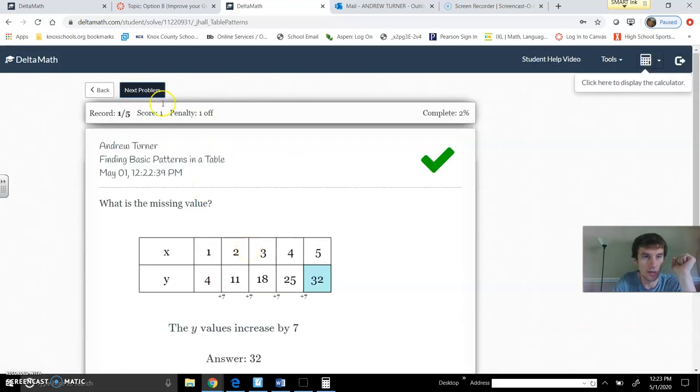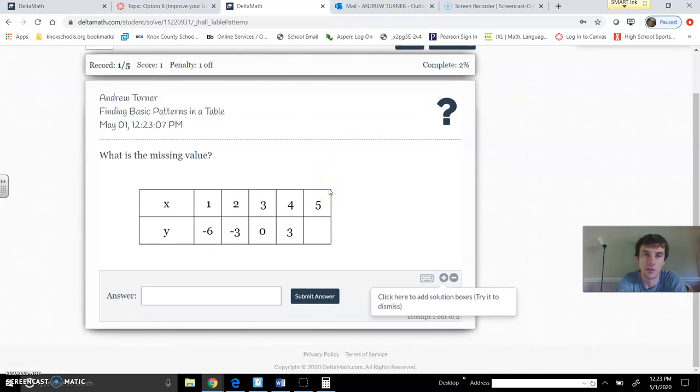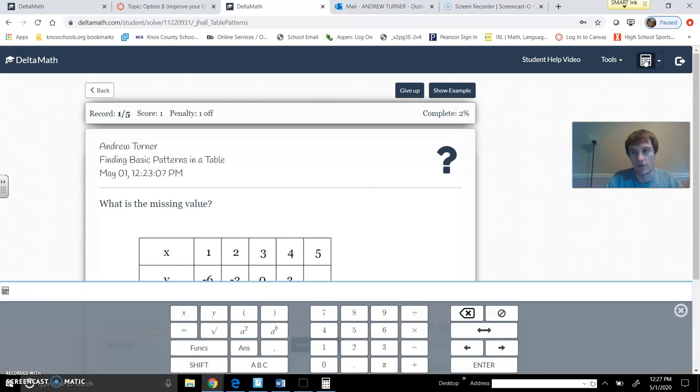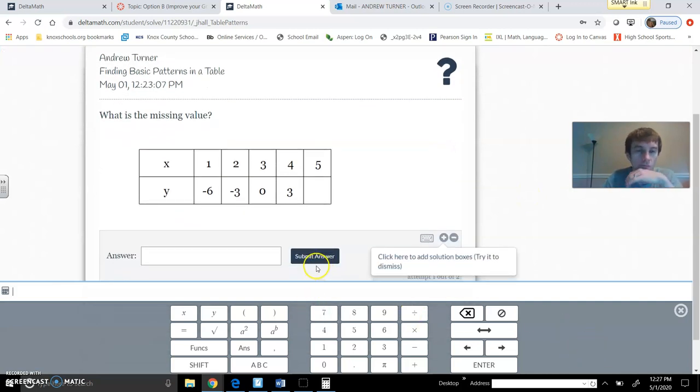Let's do another problem just to get an idea of what this is doing on more than just one problem. So I want to have you look up at the very top where there's this little calculator icon, and I can use the calculator here if you don't have one at home.